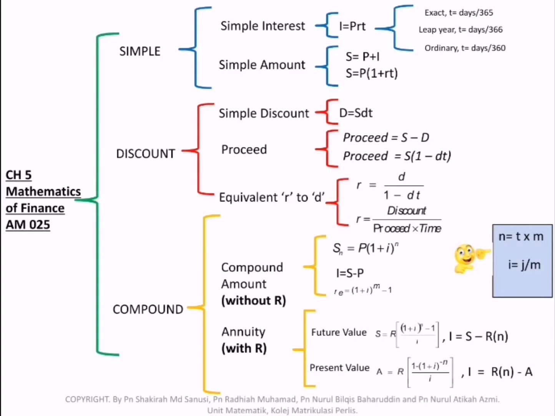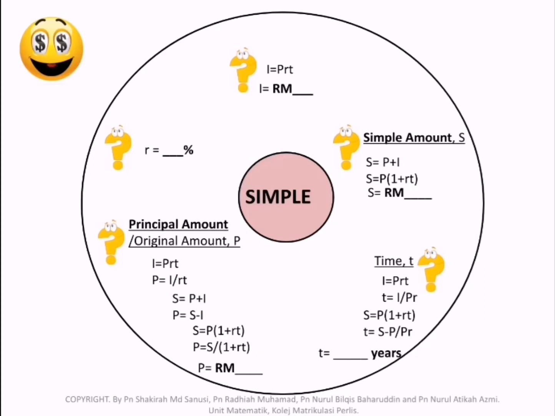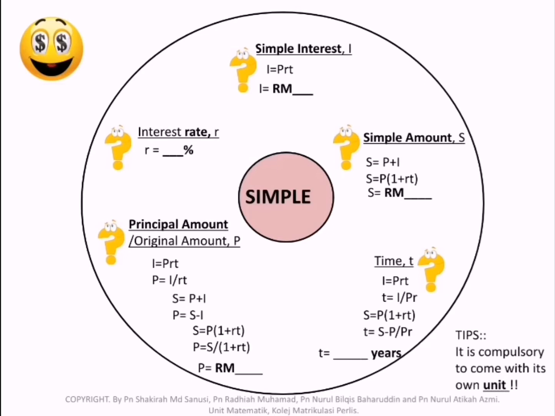Okay guys, now we are going to learn about subtopic simple. There are few elements that we have in simple. Please remember the notation for each element. For example, a lot of students confuse simple interest and interest rate. Simple interest is capital I. Interest rate R is in percentage. Remember, for all this part, it is compulsory to come with its own unit. So guys, please identify what is capital I, capital S, small t, capital P, and what is small r.